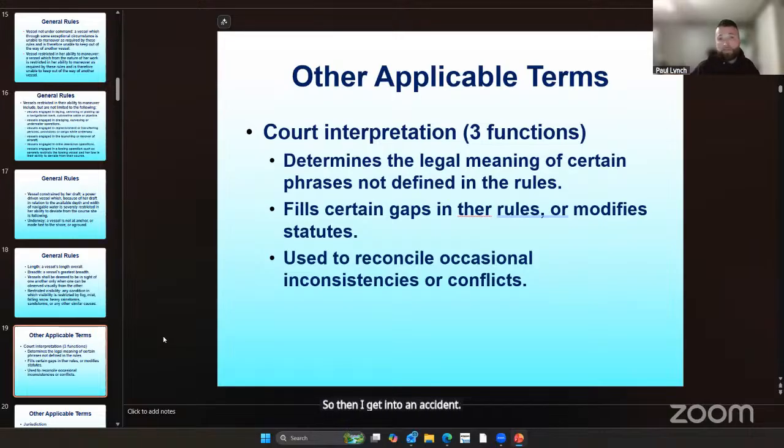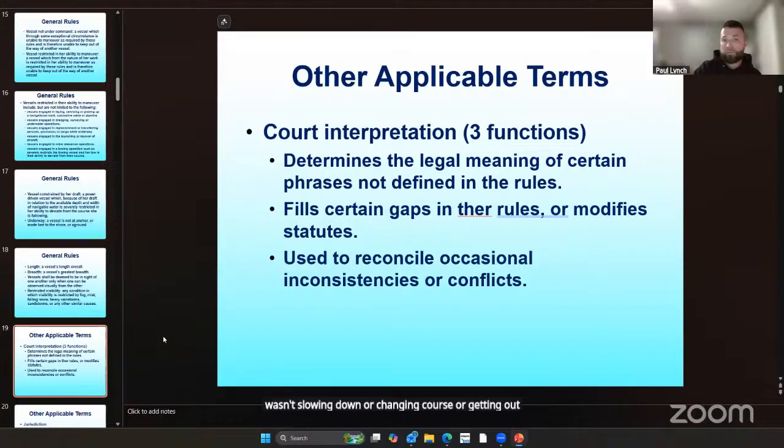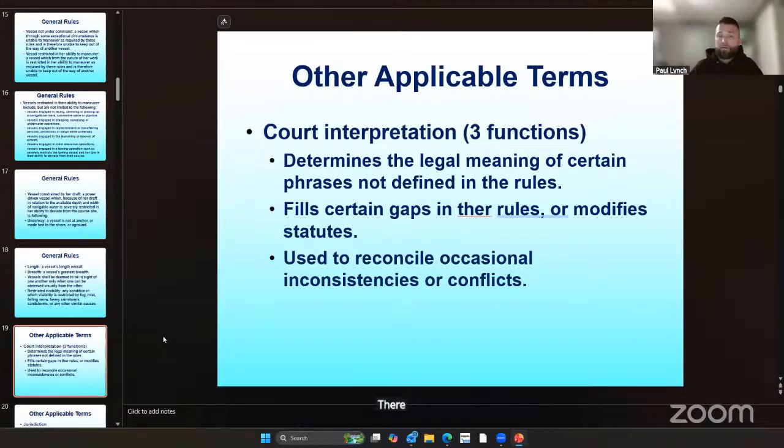The Coast Guard can easily find you both at fault, because it was apparent to me that this person wasn't slowing down or changing course or getting out of the way. But I was like, no, the rules say that I maintain course and speed. So if you get into an accident on the water, there is a chance the Coast Guard could find you both 50-50 responsible, especially because you have to depart from the rules of the road to avoid immediate danger.